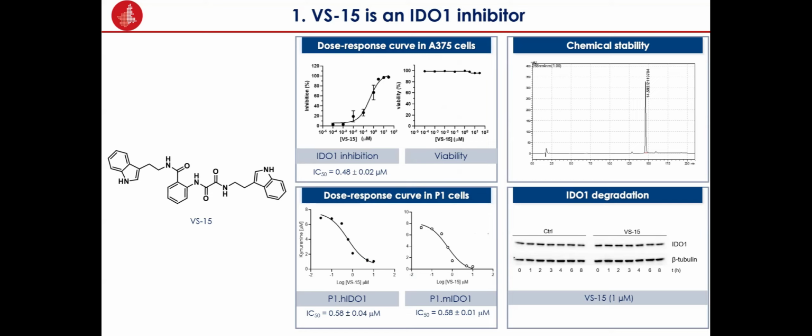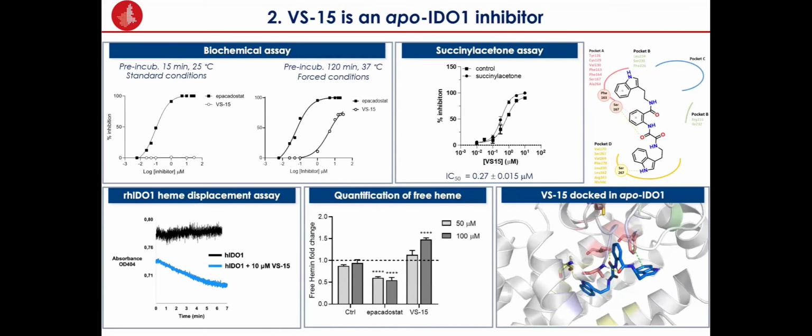So the reduction that we see in cells of kynurenine is related neither to a cytotoxic effect, nor to an interference with IDO1 degradation. In spite of the presence of this dicarbonyl function, VS15 is quite stable in different buffers. So all the data that I will present are quite reliable. The interesting thing is that when we performed a biochemical assay using the human recombinant protein, we didn't see any activity at all. So this is epacadostat, this is VS15. And so we were quite intrigued by it.